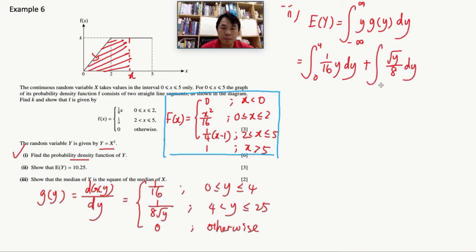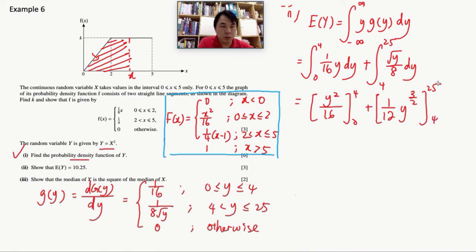That is from 0 to 4, and 4 to 25. Okay, so this is the definition of the expected value. We are going to complete this. This one will be y squared over 16, from 0 to 4 here. And then this is 2 over 3, so that is 1 over 12 y to the power of 3 over 2.